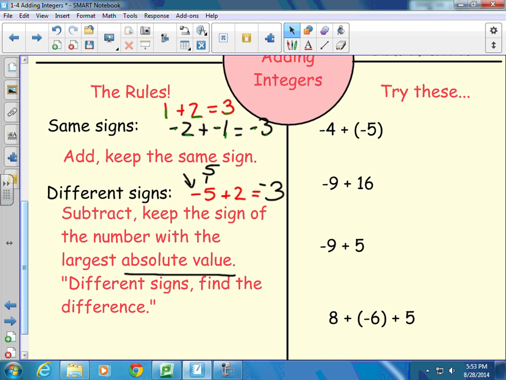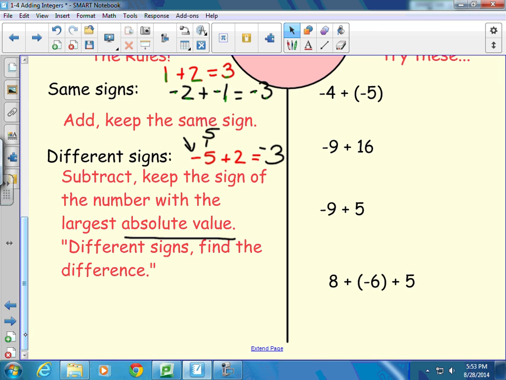So take a second to get these notes written down. Different signs. Subtract. Keep the sign of the number with the largest absolute value. Or you can write down the simple thing. Different signs, find the difference, if that helps you. What I always like to ask myself is, which do I have more of?